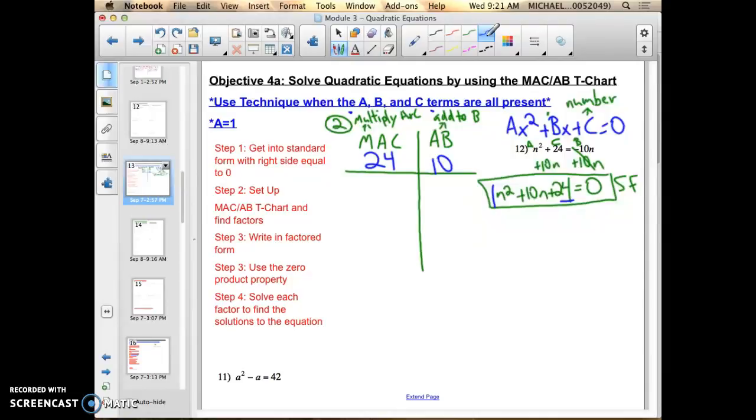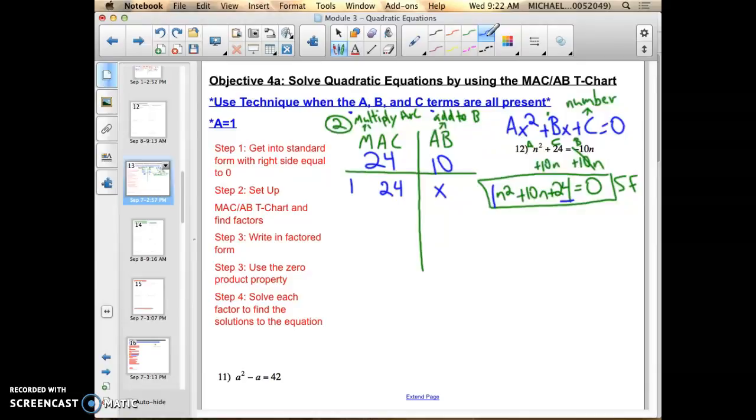All right? This is the most frustrating process because it's just guessing and checking. Unless your brain can see it right away, numbers that multiply to 24 and add to 10, you're just going to have to go down the list, all right? I would start always with the factor of 1 and the number itself. 1 times 24 is 24. 1 plus 24 is not 10, all right? So we're just going down the line.